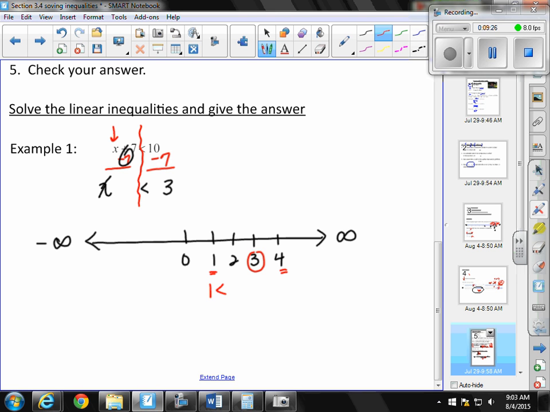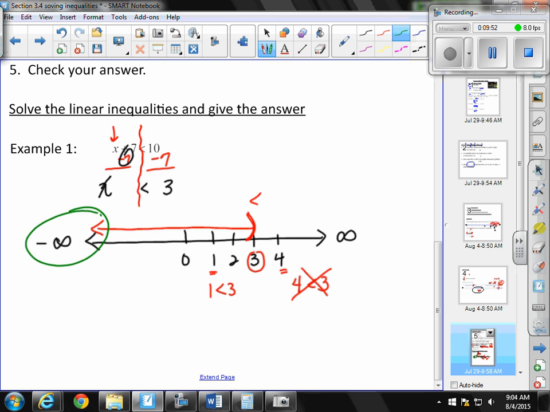Is 1 less than 3 or is 4 less than 3? It's not 4. 1 is less than 3, so it tells me I want my shading to go in that direction. And if I look at my inequality symbol, less than means I'm going to use a parenthesis here. When I write my interval off of that graph, I'm looking at the left-hand side. What do I have at the left? And what do I have at the right of my shaded region?